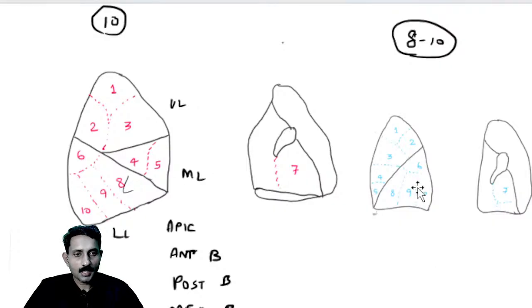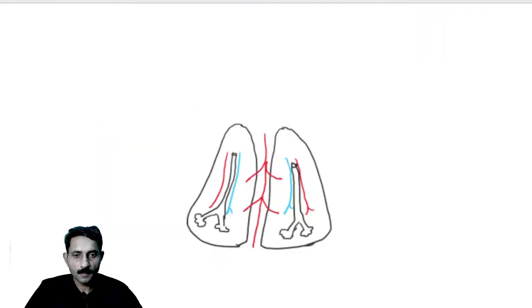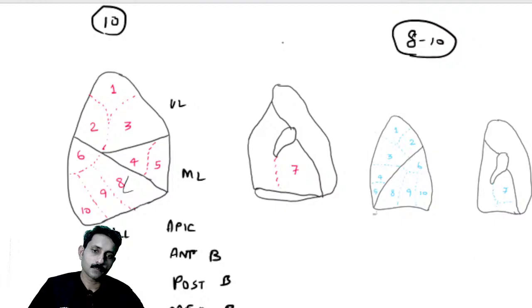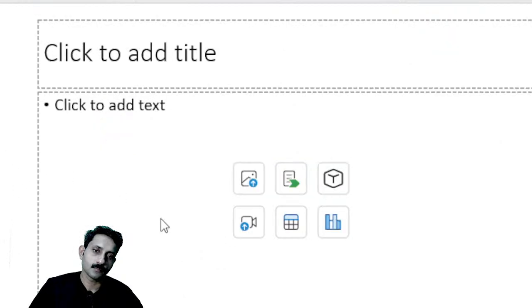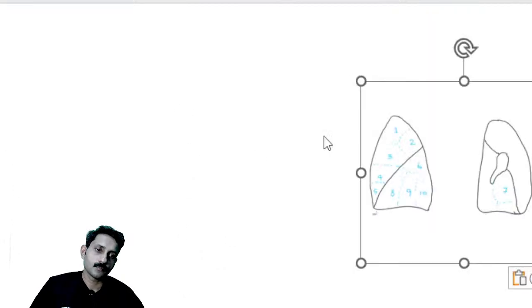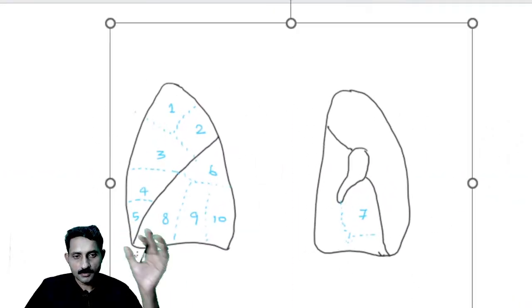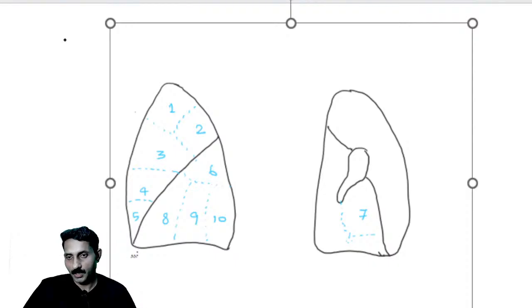Now here also the rule is almost the same. The difference in the left lung will be, I'll try to zoom it here. Okay. Now, what is the difference? The difference is there on the middle lobe only. Okay. The fourth and fifth segments sometimes will be present as one segment, that is called the lingular lobe.